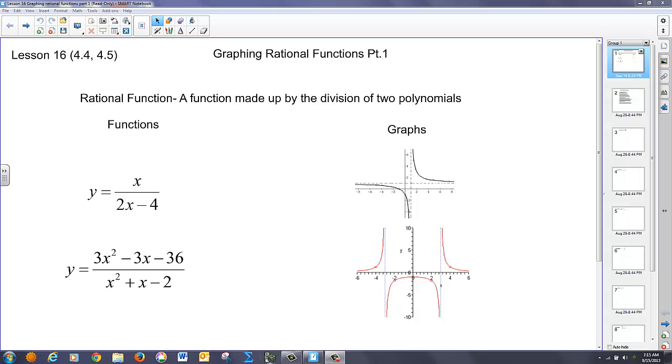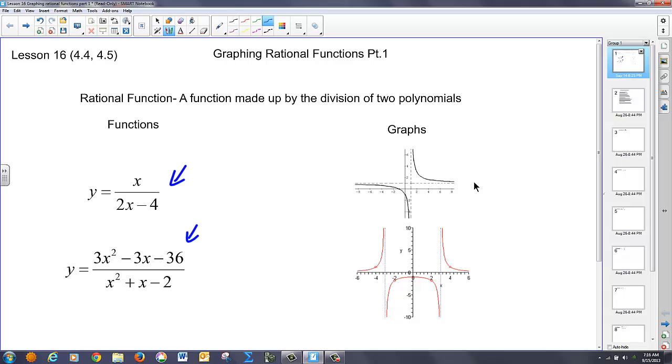Today we're going to discuss graphing rational functions, and rational functions are basically just a function made up of the division of two polynomials. So you'll see over here on the left that I have some functions that have two polynomials division, and then on the right I have the graph of these two polynomials.